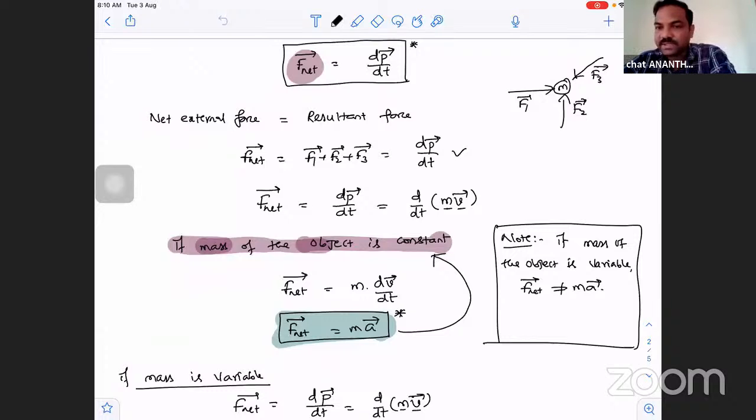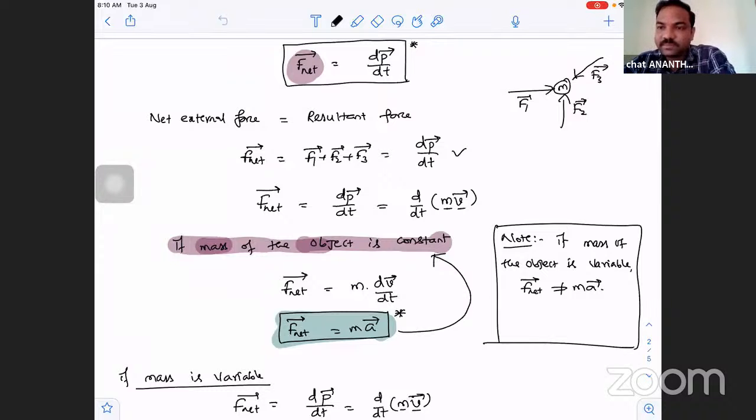So as the rocket goes up, what happens to the fuel? Fuel burns out. Then what is the mass of the rocket? Mass of the rocket keeps on decreasing. Then in that case also the mass of the object is not constant. It's variable. So that's why I wrote the condition that the mass of the object is constant.